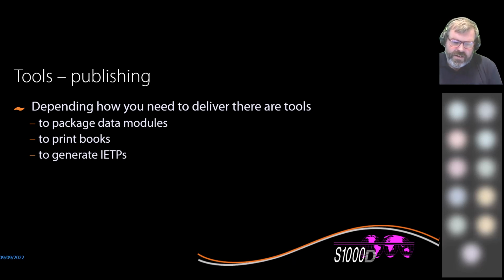S1000D really was designed for electronic consumption, which is why it's in these little bite-sized chunks, and you can jump from one chunk to the next chunk to the next chunk as you do your various procedures and so on. But there are times, particularly at the operator side, where you still want a book, even if that's maybe an electronic book, like a PDF page turner. And so it might be that you need some tool to get from all these individual data modules actually into some form of print book.